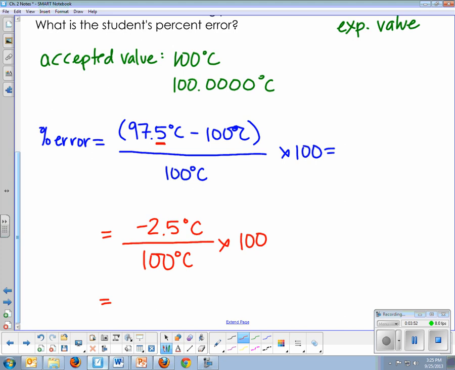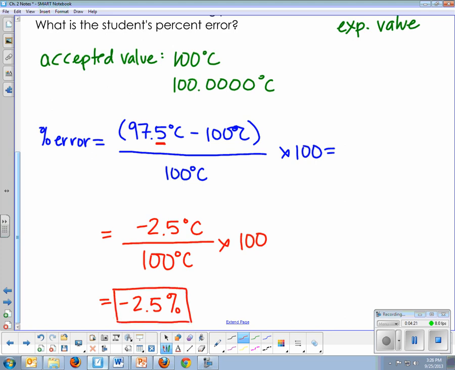The 100, remember I said, has infinite number of zeros. So we're just going to look at our experimental value for this one. So in subtracting, we keep the lowest number of decimal places, which is 1. So that's the same number. So now we're going to divide by 100, and then we're going to multiply by 100. Dividing by 100, multiplying by 100, you're doing the opposite, so that will cancel out. So your answer is negative 2.5. We have two SIGDIGs, the same as before, percent.